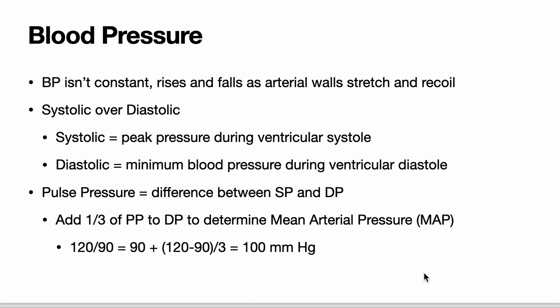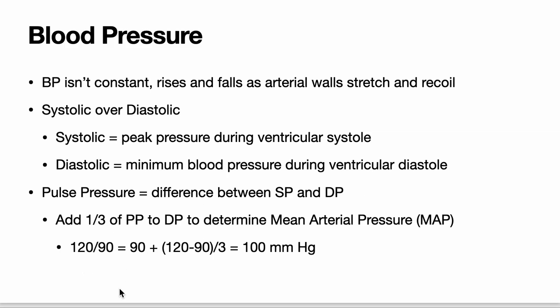Now, we also sometimes are interested to know what the mean arterial pressure is. In other words, what's the average arterial pressure across the body? Keeping in mind that elastic arteries and our muscular arteries and arterioles are going to have different blood pressures, so we're looking at getting an average of them. To figure out mean arterial pressure, we're going to take our pulse pressure, figure out what 1/3 of that is, and then add that to our diastolic pressure, and that will give us our mean arterial pressure.